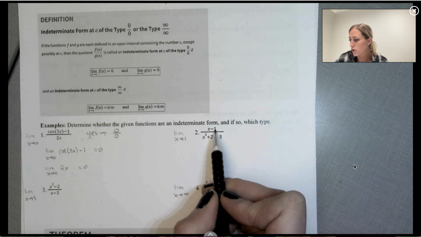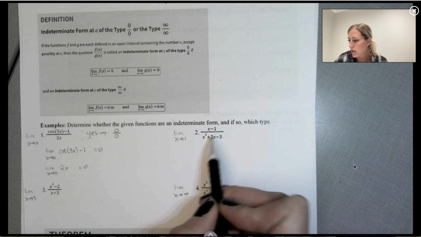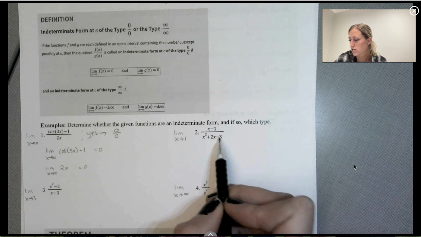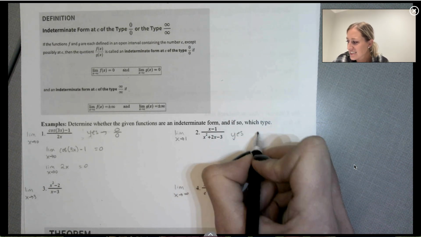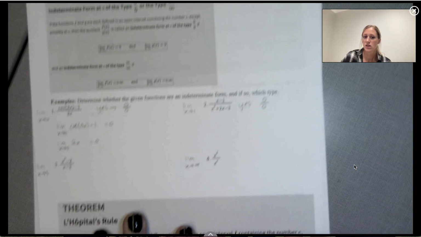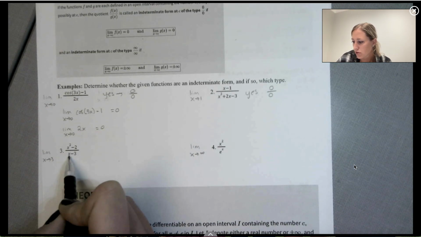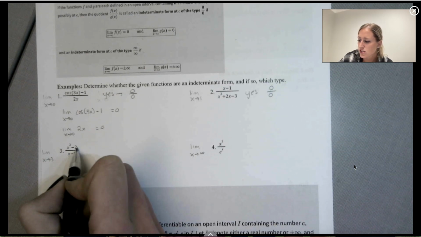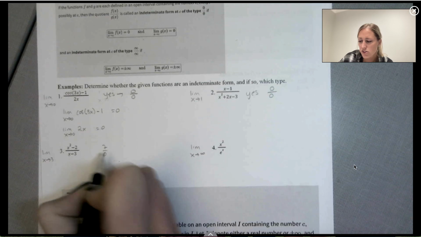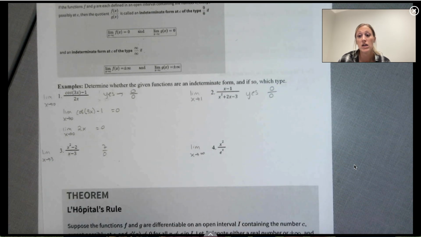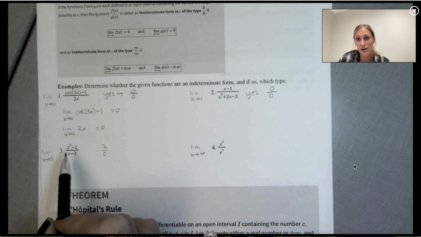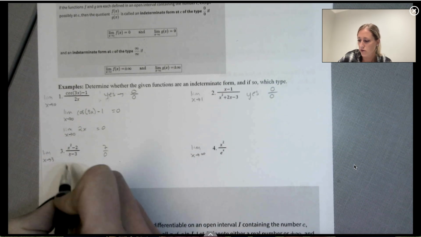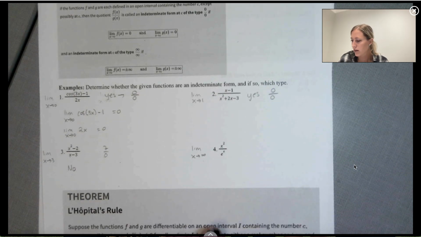Okay, this one we're looking at as the limit approaches 1. If I look at the numerator, 1 minus 1 would be 0. If I substitute in 1 here, I've got 1 plus 2 is 3. 3 minus 3 is 0. So this one is another yes, 0 over 0. This one, if I substitute in 3, I would get 9 minus 2. This would produce 7 over 0, so that is not an indeterminate form. I'd have to come up with something else to find the limit. This would not be one I could use L'Hopital's rule on, so we're just going to say no there.